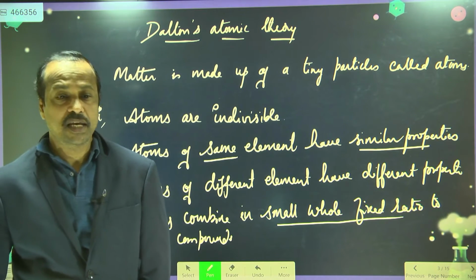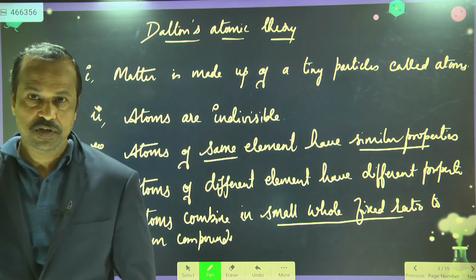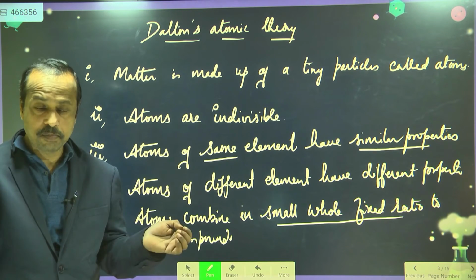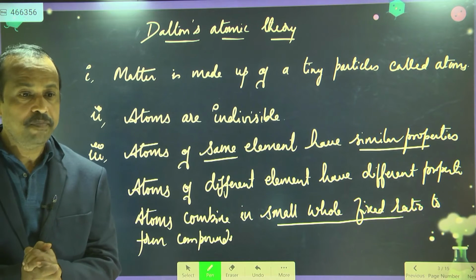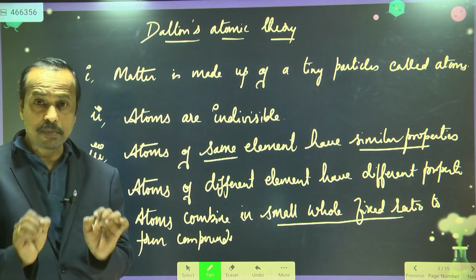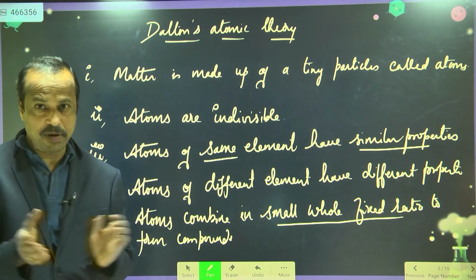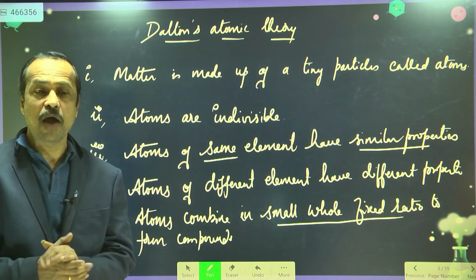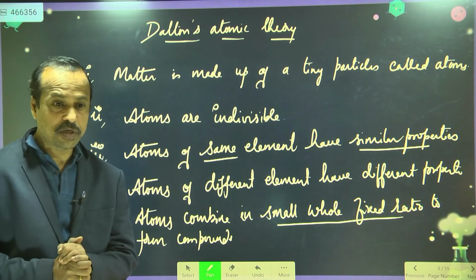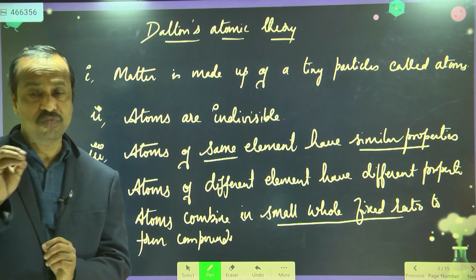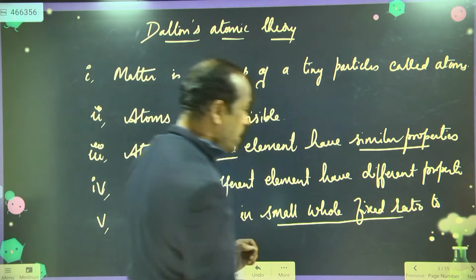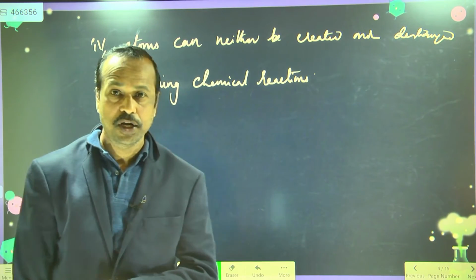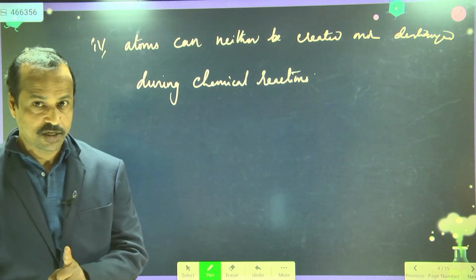Matter is made up of tiny particles called atoms. That's the first point. Second point: atoms are indivisible, which means we cannot break the atom. Third point: atoms of the same element have similar properties. Fourth point: atoms of different elements have different properties. Fifth point: atoms combine in small whole number fixed ratios to form compounds. And the last and final point: atoms can neither be created nor destroyed during chemical reactions. Is this clear to you?